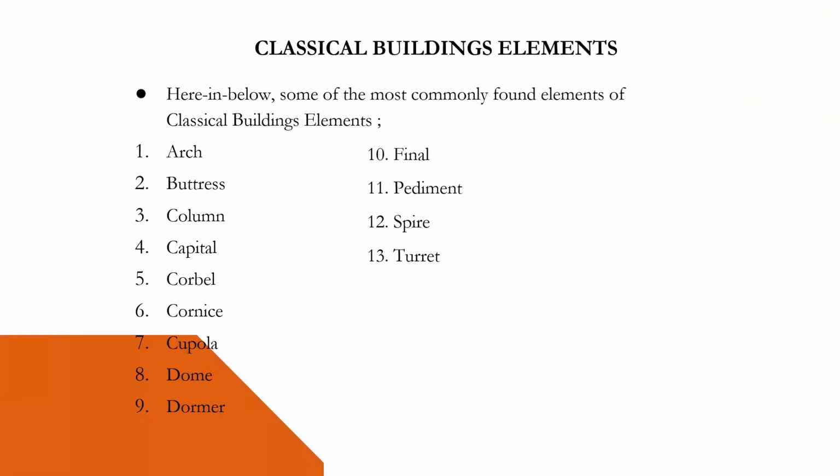Classical buildings elements. Here and below are some of the most commonly found elements of classical buildings: arch, buttress, column, capital, corbel, cornice, cupola, dome, dormer, finial, pediment, spire, and the last one, turret.